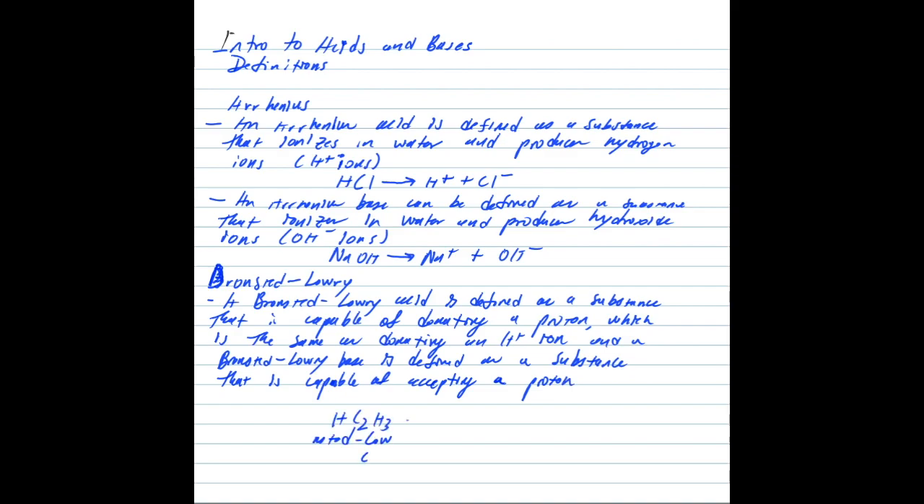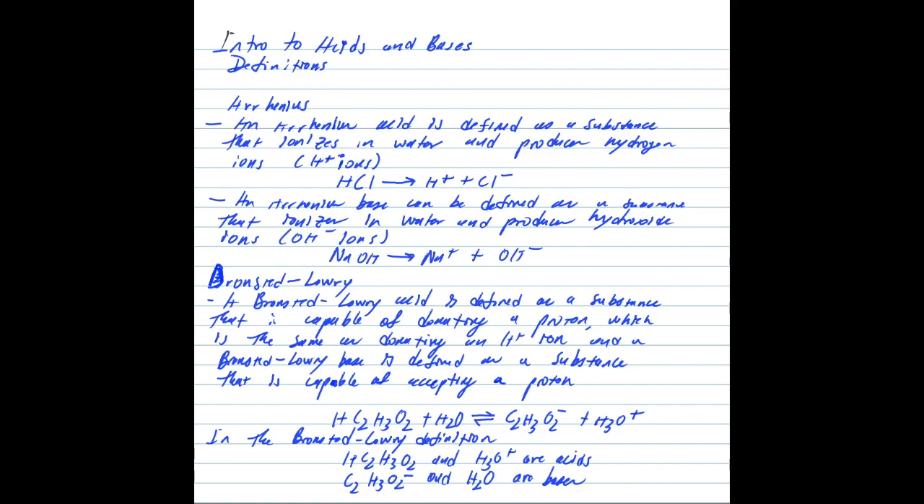So we have HC2H3O2 plus H2O, and it's reversible. That's why I have the arrows going forwards and backwards, and it's reversible to C2H3O2 minus plus H3O plus. In the Bronsted-Lowry definition, HC2H3O2 and H3O plus are acids, and C2H3O2 minus and H2O are bases. So we're already seeing here the same type of reaction, but different definition. And to be clear here, we're taking some solid acid and we're putting it into water, and it's dissociating into ions.